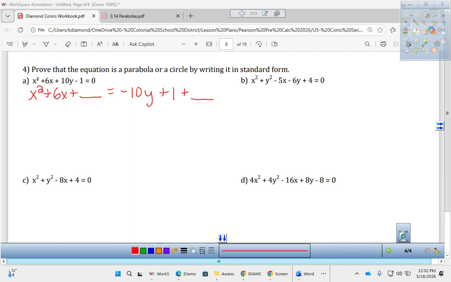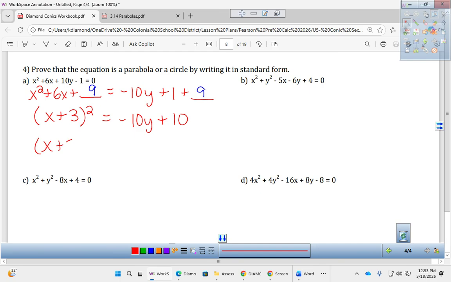So this number I am adding in is 9, but I got to make sure I do that over here too. So if I factor this, what multiplies to 9 and adds to 6, it's 3 and 3, or x plus 3 squared. We've completed the square. Over here, I've got negative 10y, and when I combine my like terms 1 and 9, I get 10. In a parabola, though, we want parentheses on the right-hand side, too. We're just not completing the square here.